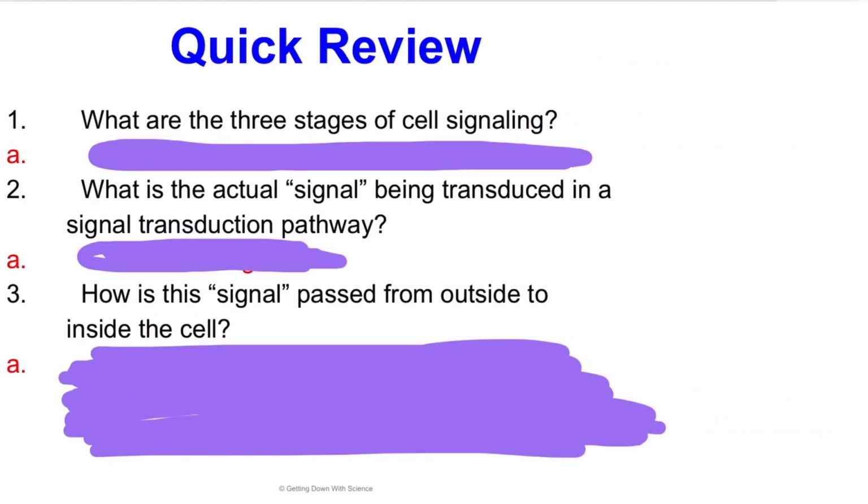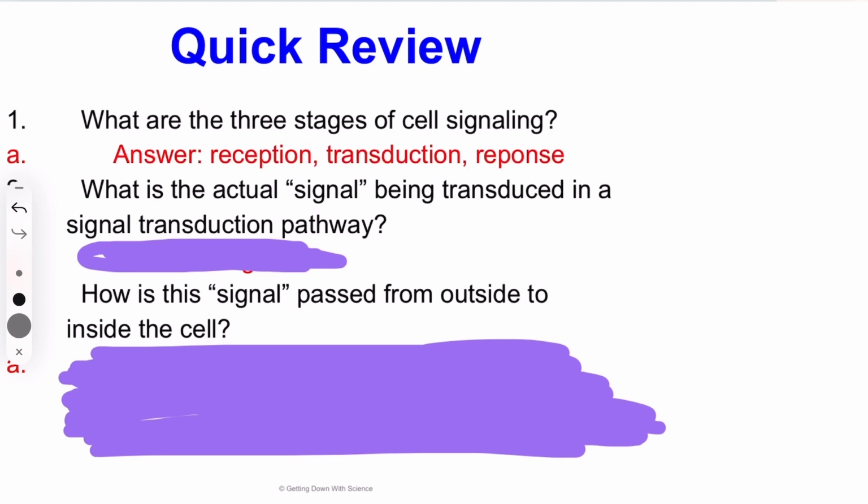So go ahead, pause this, look over these questions, and come up with your answers, and then check with me. So what are the 3 stages of cell signaling? You have reception, transduction, and response. Number 2, what is the actual signal being transduced in a signal transduction pathway? It's going to be your ligand, because your ligand is the molecule that bonds to the receptor to start off this whole process. And then how is the signal passed from outside to inside of the cell?